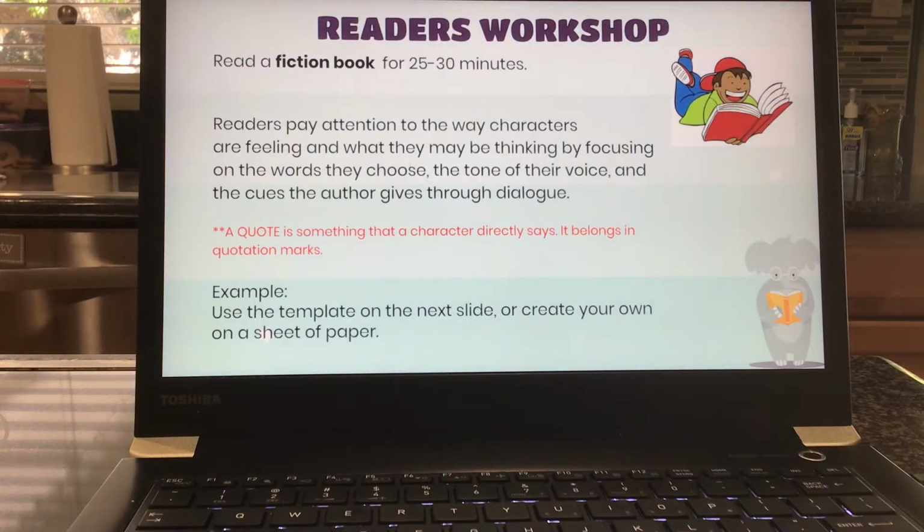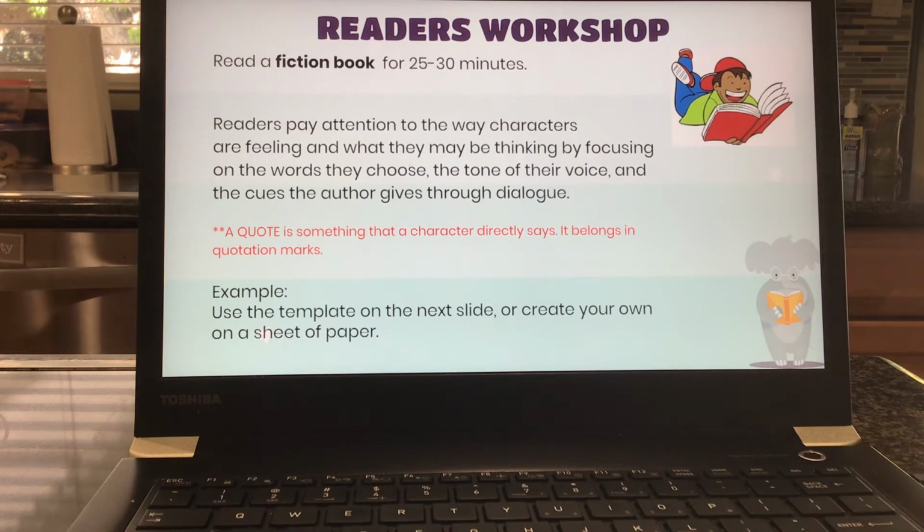All right, Reader's Workshop today. Your teaching point is readers pay attention to the way characters are feeling and what they may be thinking by focusing on the words they choose, the tone of their voice, and the cues the author gives through dialogue. So today you're going to be doing your independent reading. You're going to be looking out for quotes. A quote is something that your character directly says. It always belongs in quotation marks.